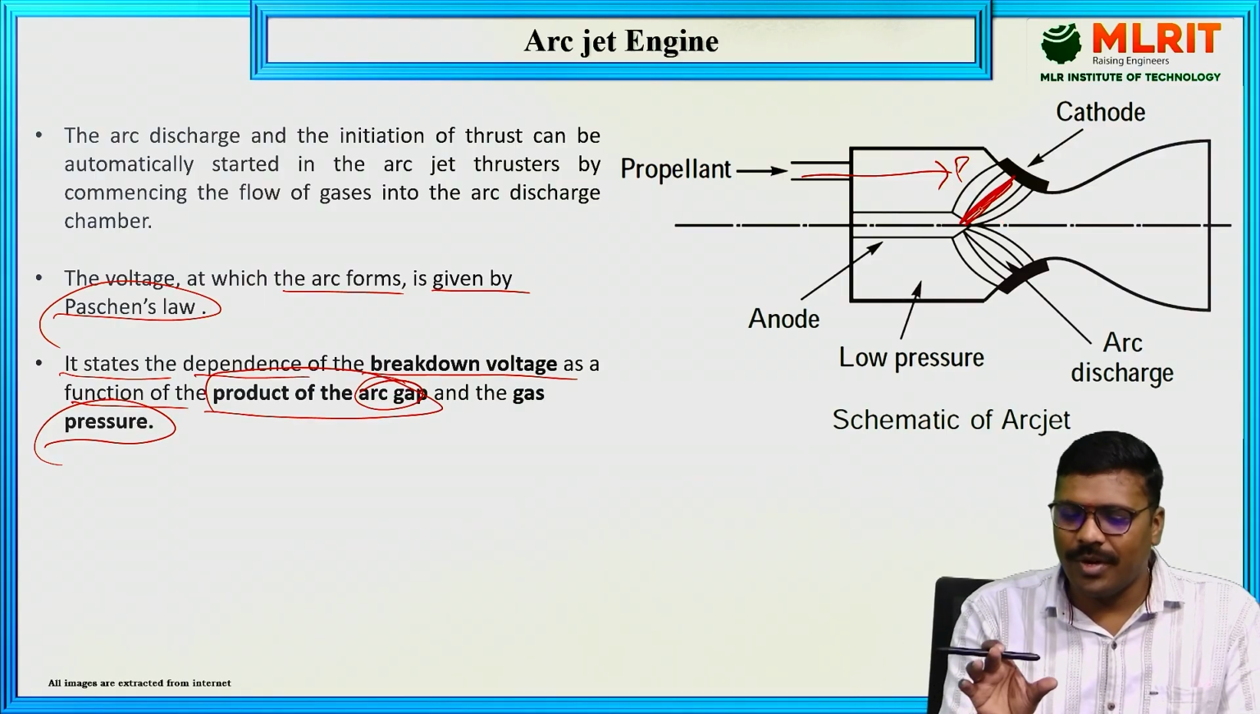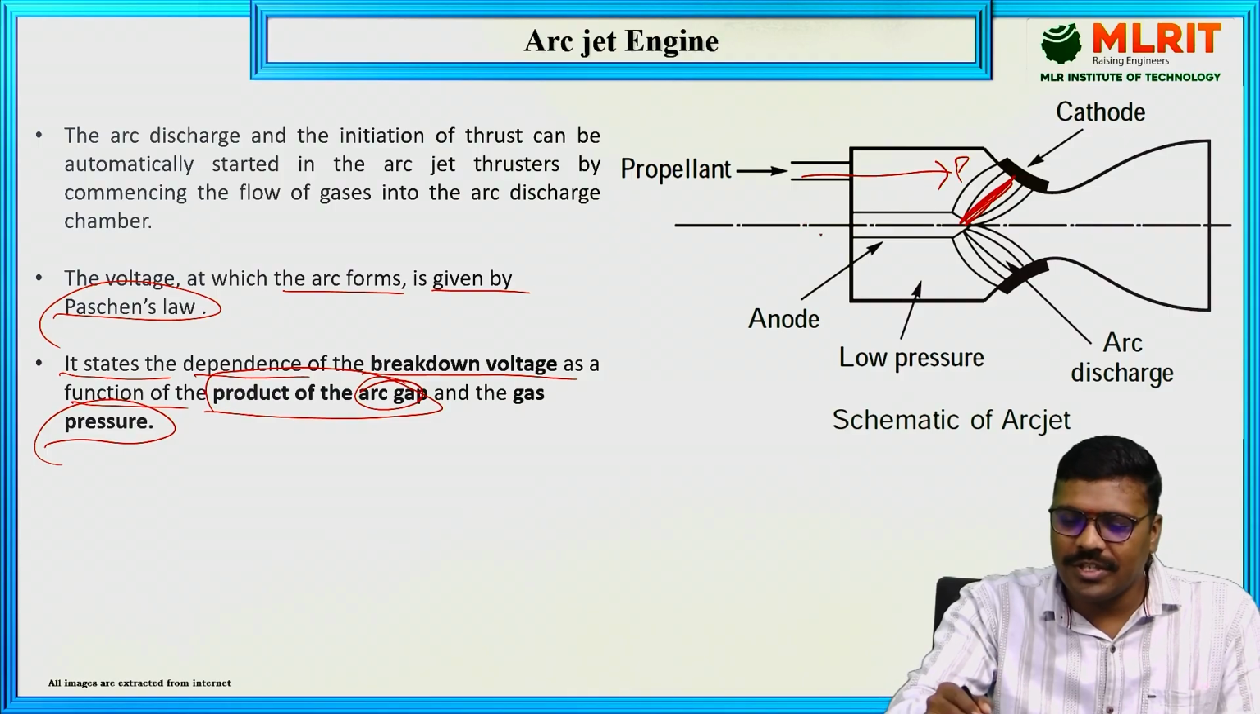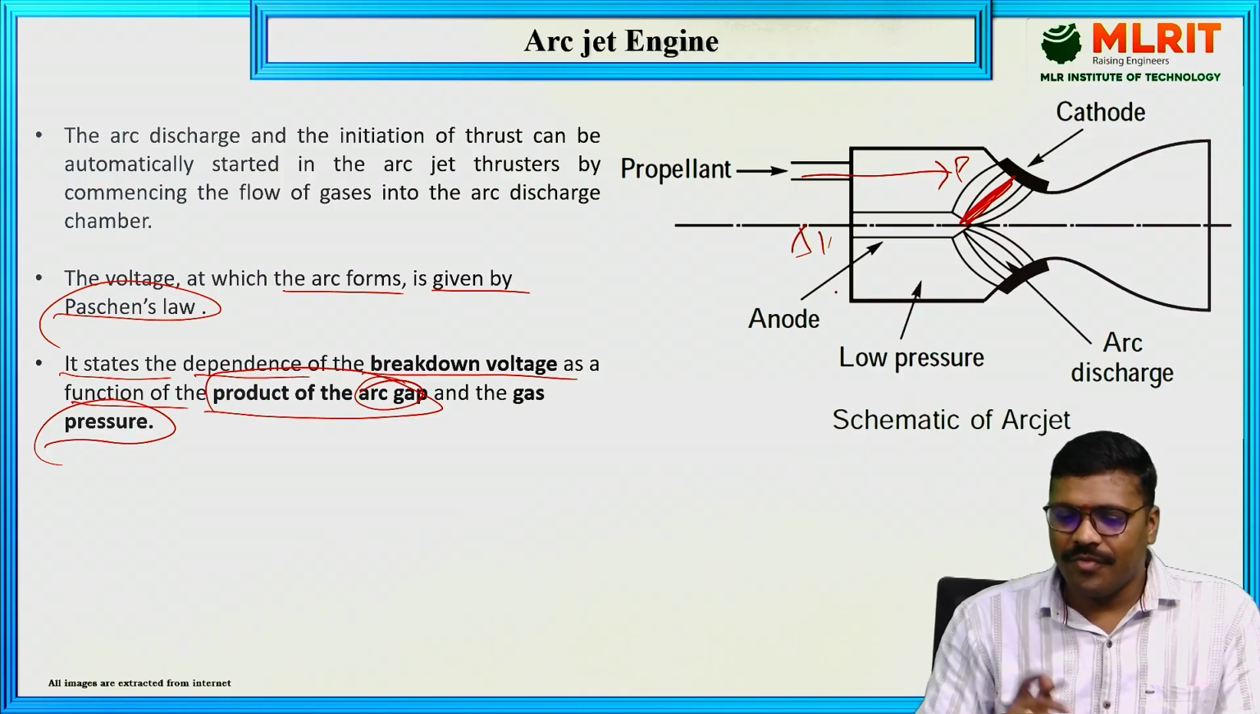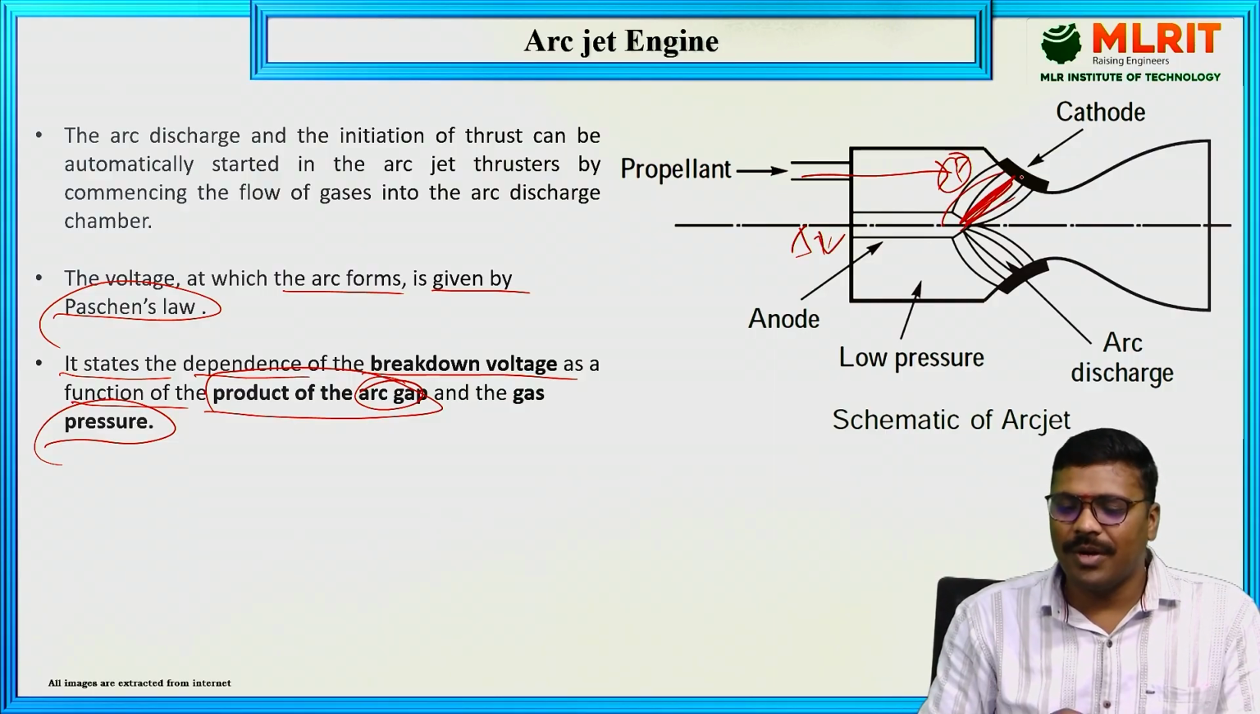These two parameters affect the breakdown voltage, the voltage difference delta V to be maintained between anode and cathode. So if you maintain delta V based upon the pressure of the gas and arc gap, automatically this arc will be generated. If you do not maintain proper voltage, the arc does not generate.